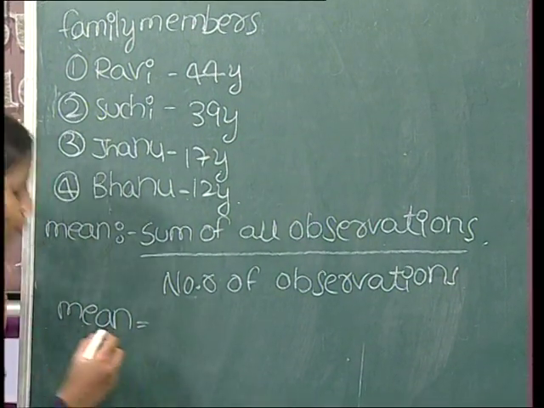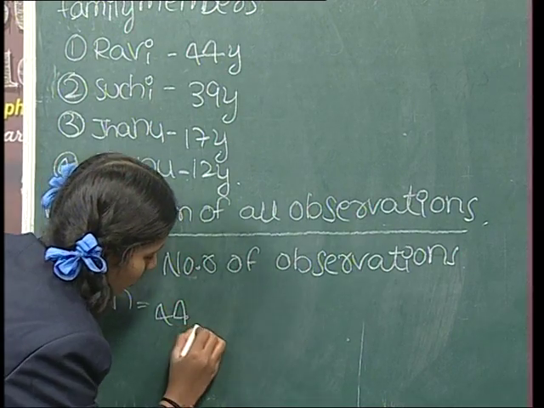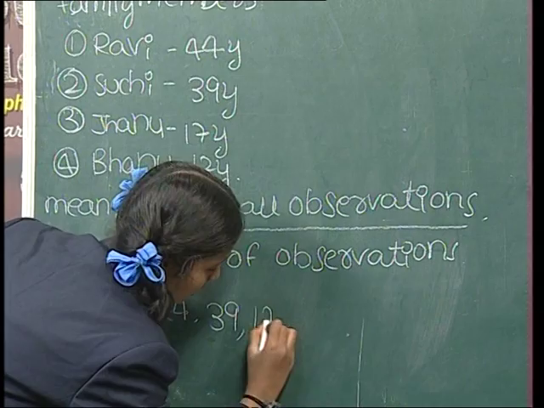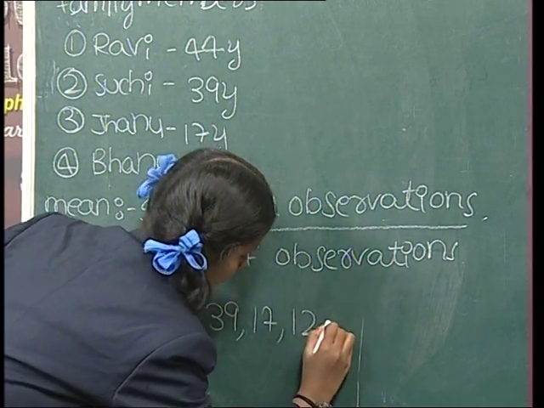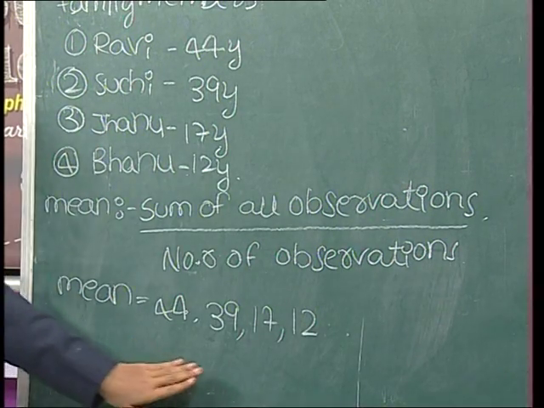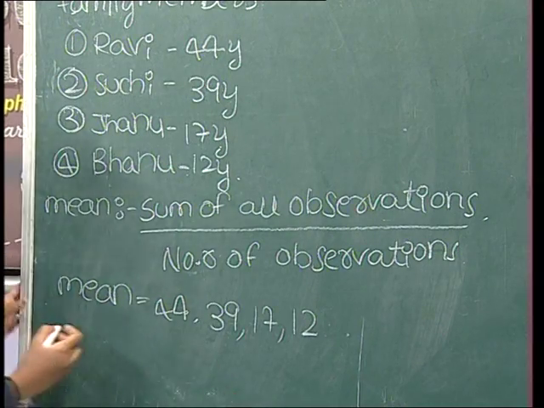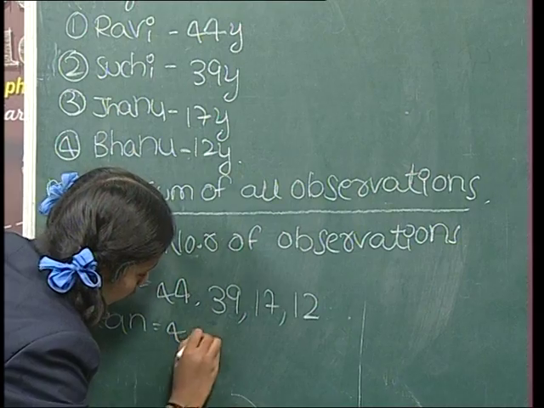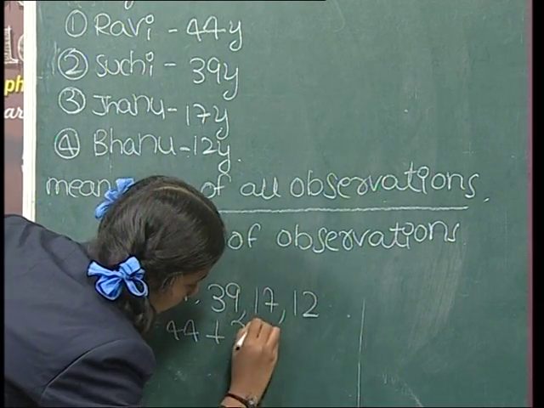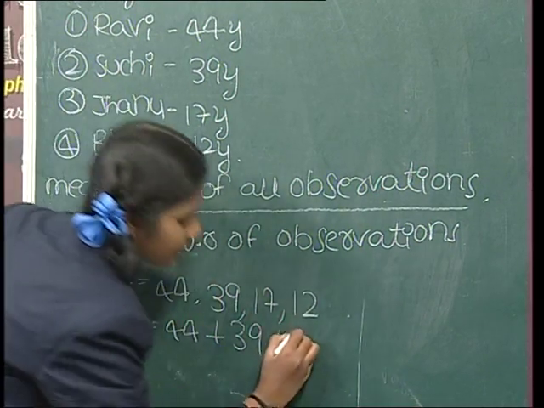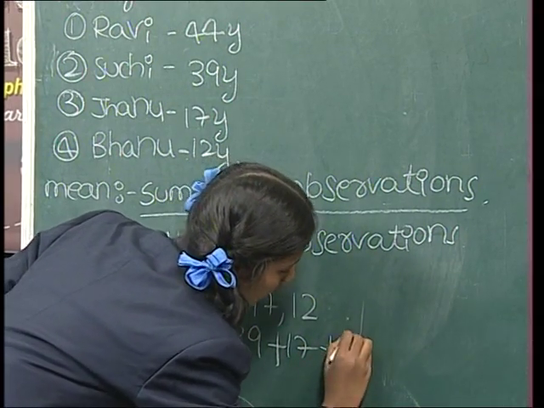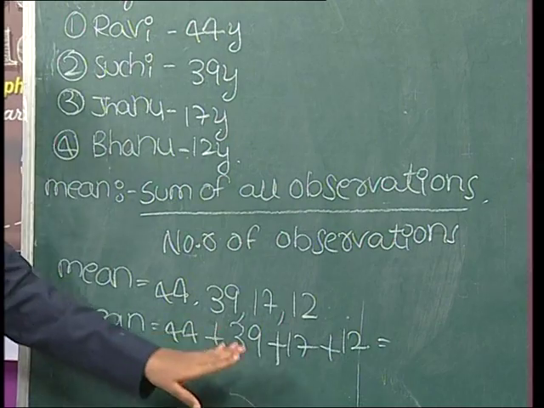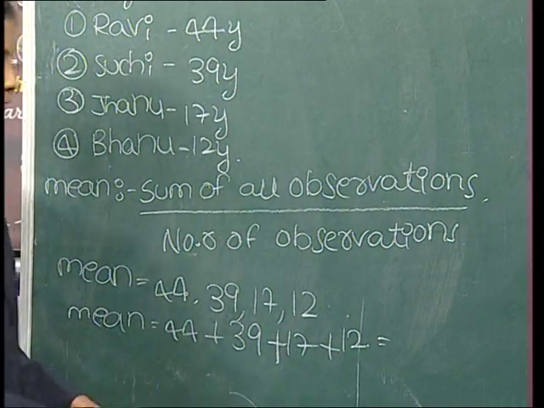That is 44 years, 39 years, 17 years, then last 12 years. We have to sum all these given ages. That is 44 plus 39 plus 17 plus 12. The sum of all these ages is equal to 112.